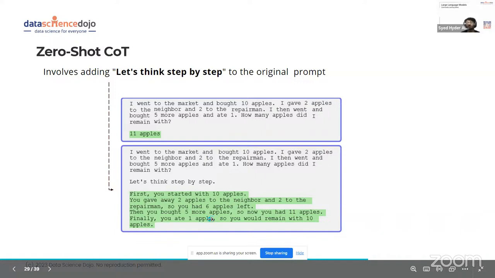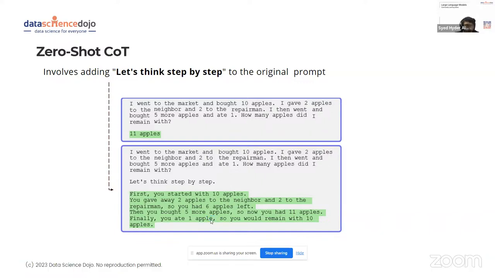So you could see how it has actually impacted our response, because previously we were getting a wrong answer. And then we asked it, okay, you need to think step by step. You need to reason. So you could see that it gave us the right answer. It is called zero shot.